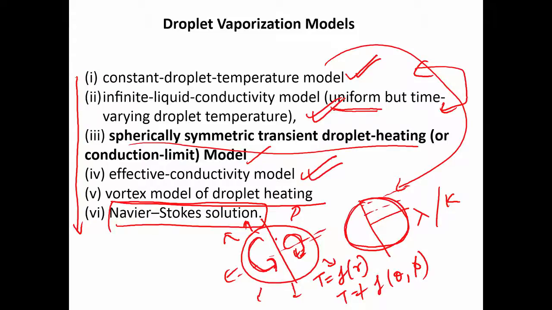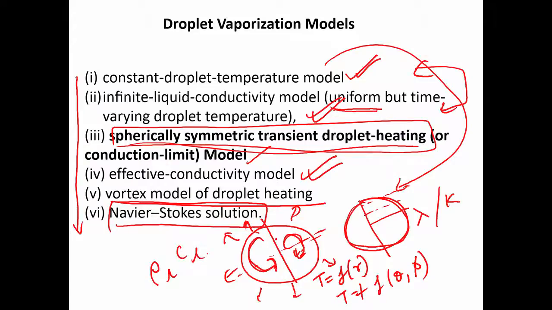But in cases where the droplet size is large, meaning the thermal mass is large, so that your rho L Cl is large, and your thermal conductivity is not that high, you will find that the spherically symmetric transient droplet heating model is the correct way to go. That means you have to solve the energy equation, basically the conduction equation, within the liquid droplet.